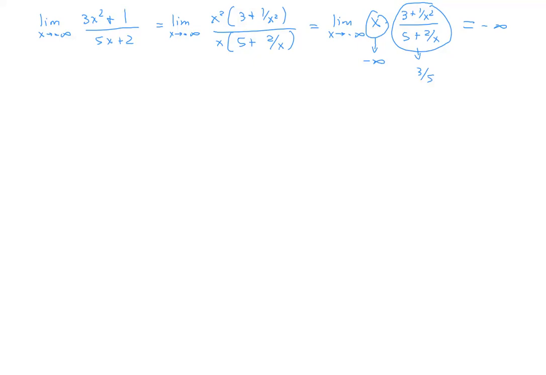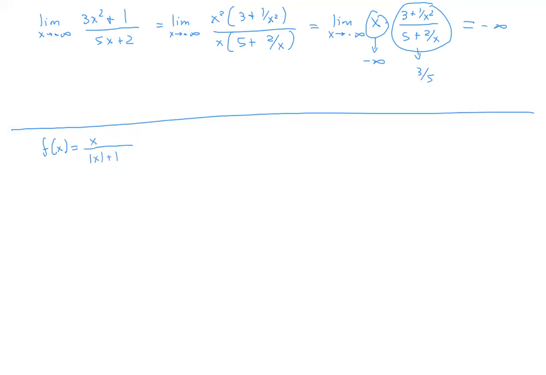I mentioned before that there are cases in which we can have a function for which the asymptotes at positive infinity and negative infinity are different. And here's a very, very simple example. So maybe the simplest example we can come up with here is something like x over the absolute value of x plus 1. I think this is a really, really simple example.